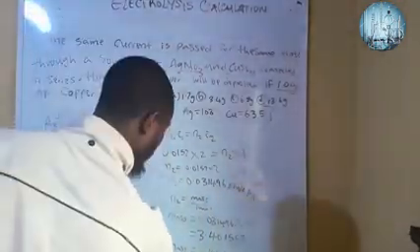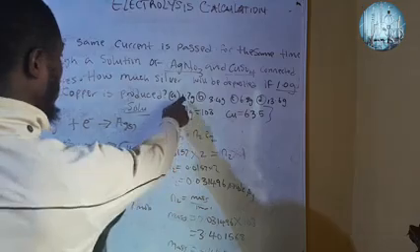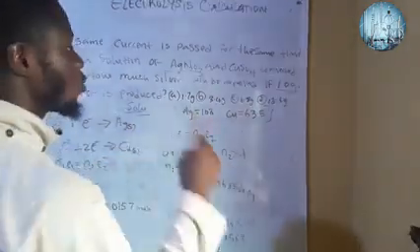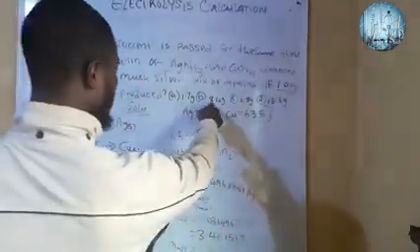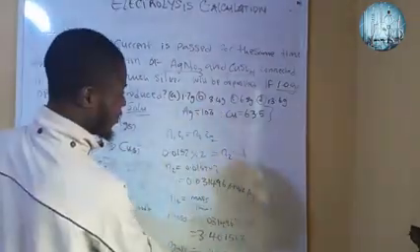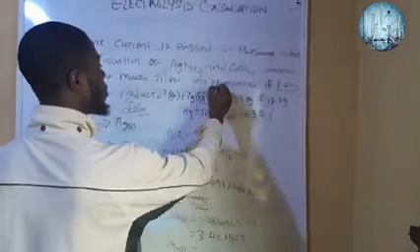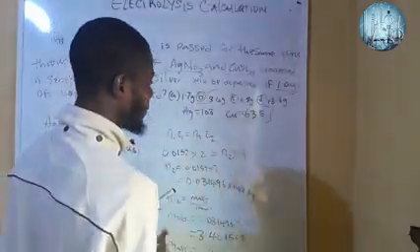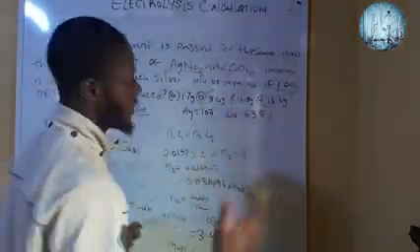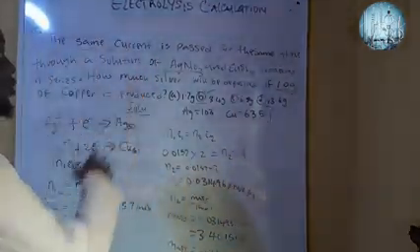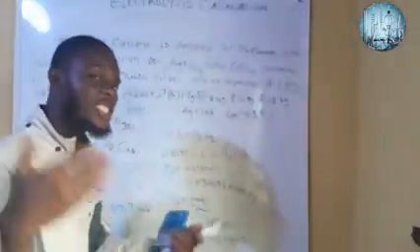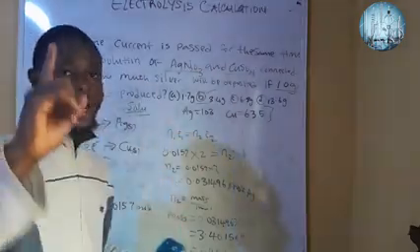So now, do we have any such answer there? Option A says 1.7, which is not correct. We have 3.4, and here we have 3.40. So now our correct answer is option B. Of course, C and D are out of the way. So that's how to solve a question relating to Faraday's second law of electrolysis.